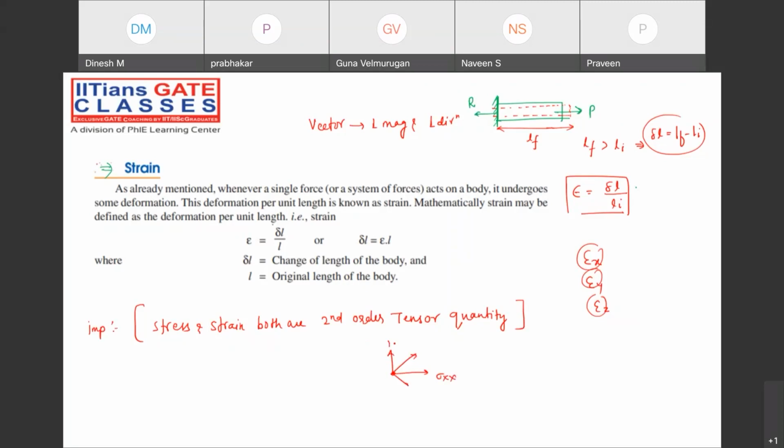At a particular point, a lot of stress is going to be acting, right? Sigma xx, sigma yy, sigma at a particular angle. At one particular point, the stress is going to be acting in a lot of directions. That is what we call a second order tensor. Then you will ask me, sir, what is the first order tensor? Vector. First order tensor will be vector. What is the zero order tensor? It's scalar, which has only one magnitude, but no direction, right?